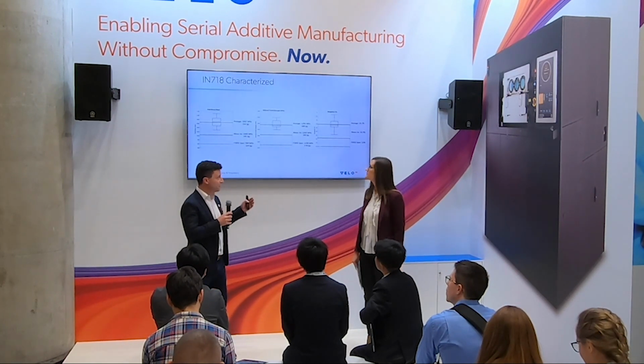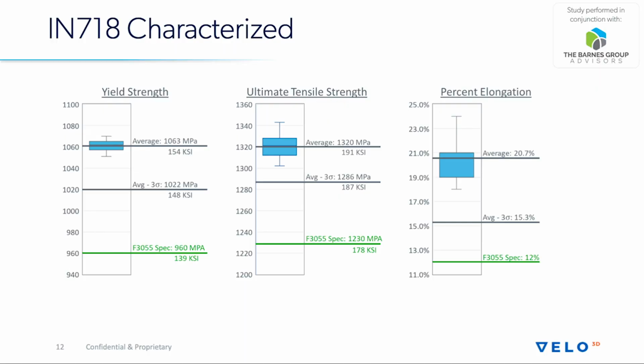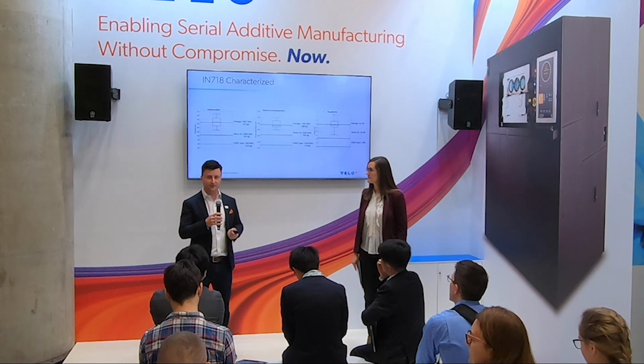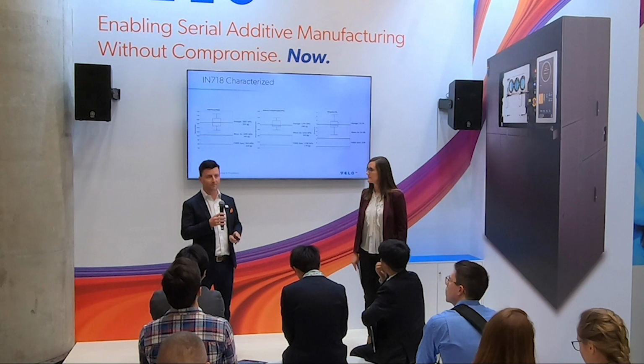So here you can see we've put in our statistical bars. If you want a 3 sigma confidence level in your mechanical properties, this is essentially what you have to do. This means that 99.7% of the parts that we sampled were within the bands that we're showing here, well over ASTM spec. So definitely making good quality material.